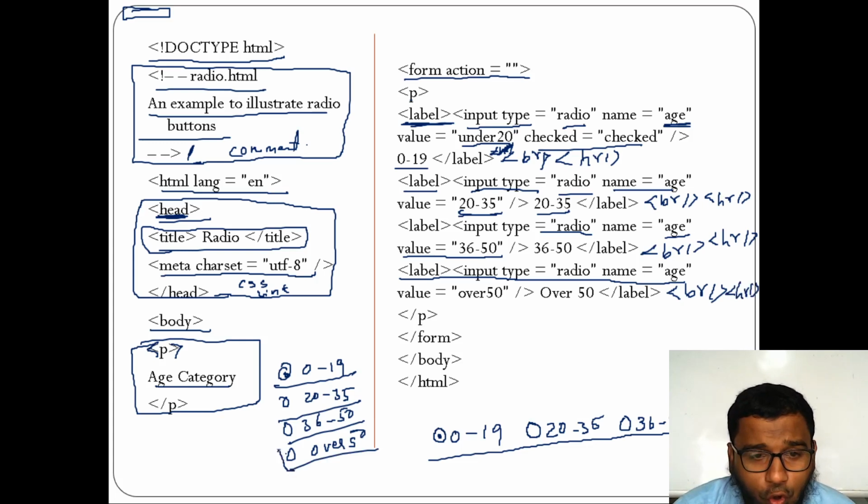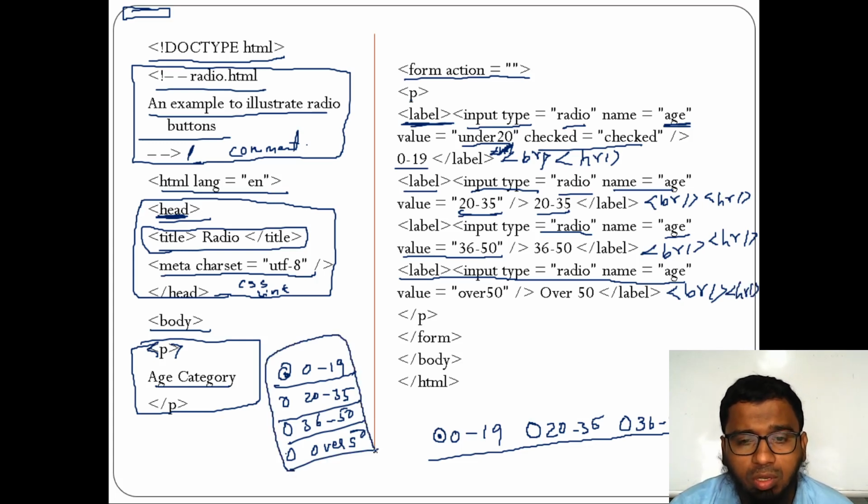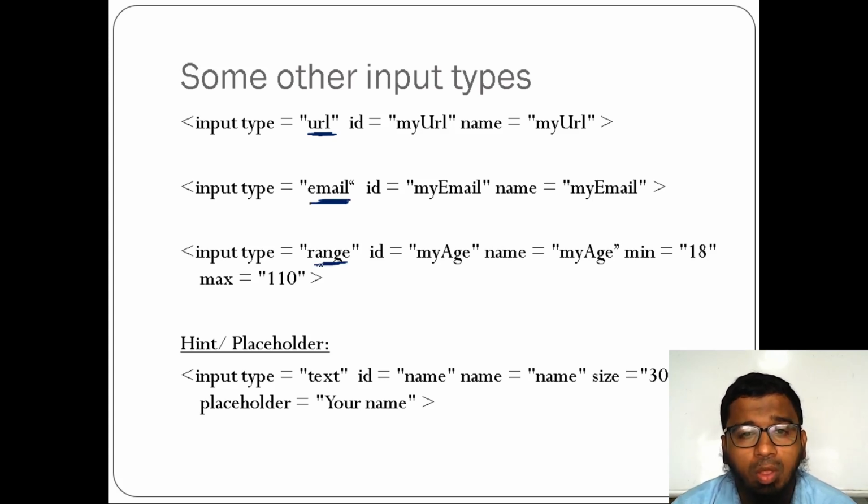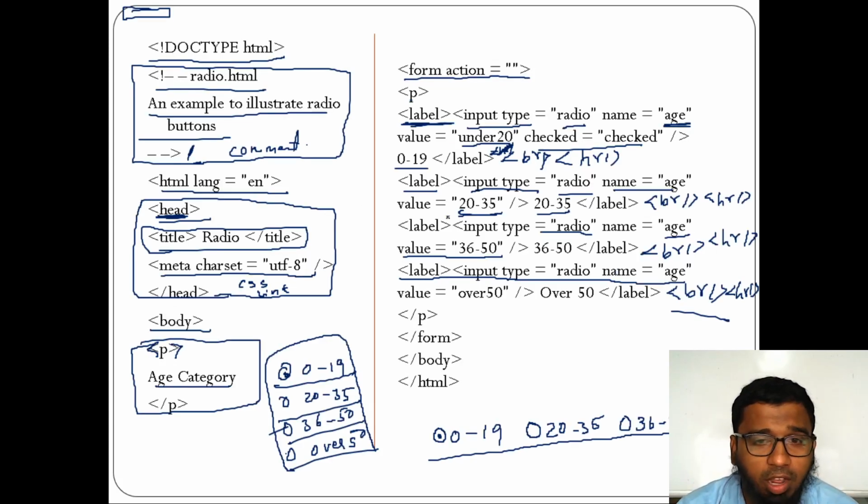So if you know what tags we can use, you can use those tags and decorate your form as well. So this is about the radio button, and we'll see some other things, like input type equals URL. You can make it for the URL, for the email also, and range is also there, like my age minimum 18 to 110. My email, my age, my URL. Clear?